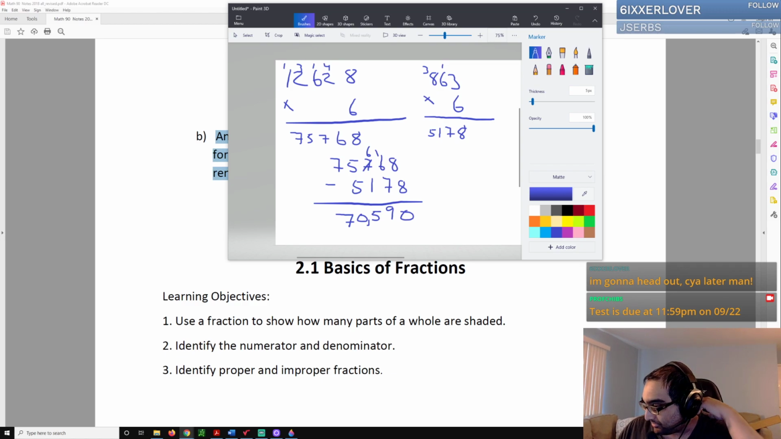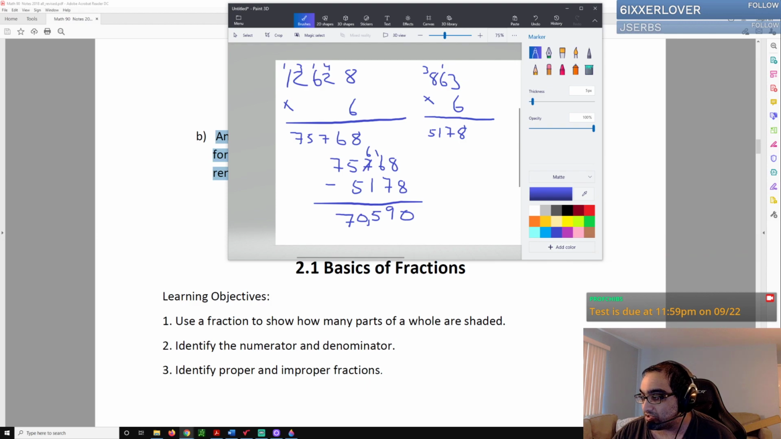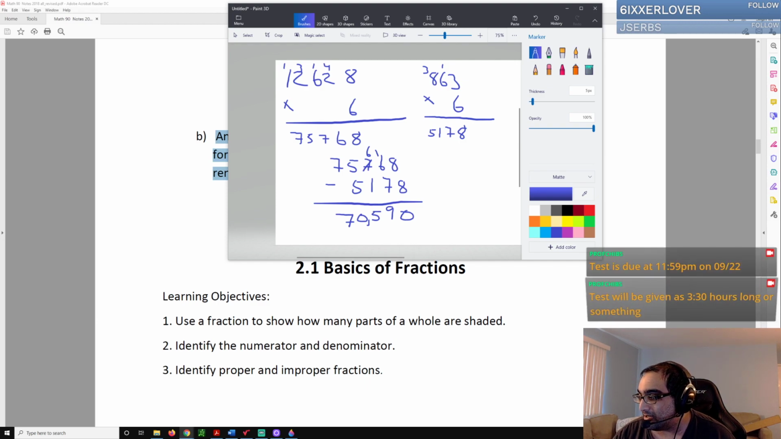Now, a couple of things to let you know about how it'll work. Number one, there'll be a time limit on the test, but the time limit will be pretty long, so I don't think you should have a problem finishing all the problems in the time. I think the test will be given as, say, 3.5 hours long or something. I'll figure it out. You get 2 tries.